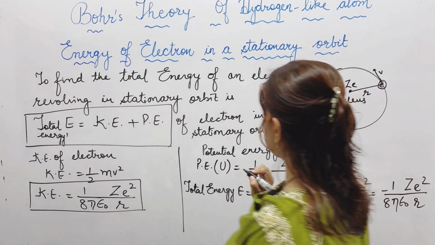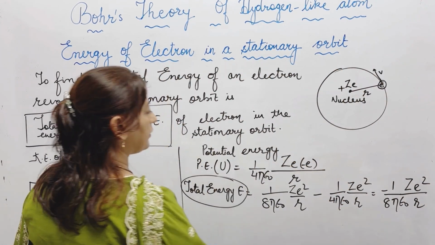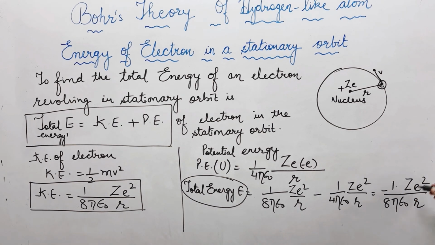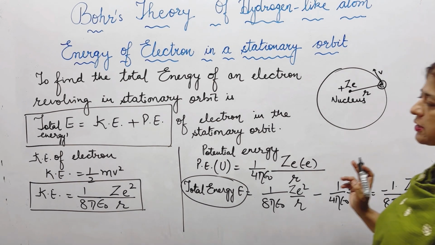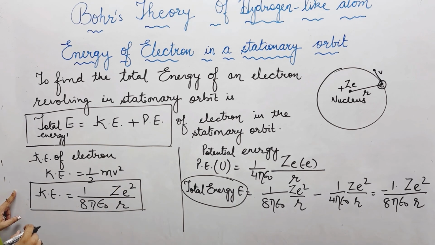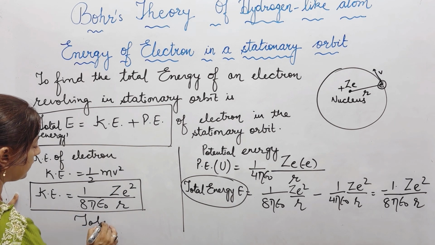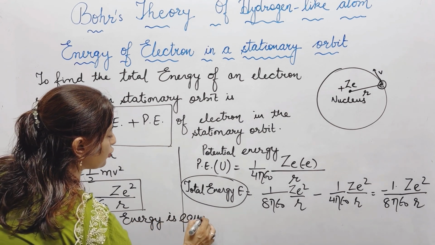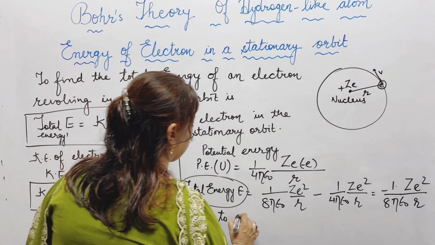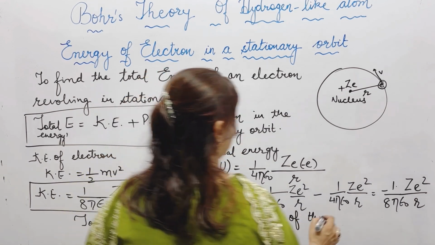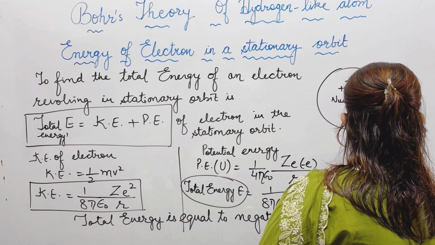So if we see the total energy that comes out is equal to minus of 1 upon 8 pi epsilon naught Ze square by r. Or if you see the kinetic energy, it is also 1 upon 8 pi epsilon naught Ze square by r. So here we got an important conclusion that the total energy is equal to negative of the kinetic energy.